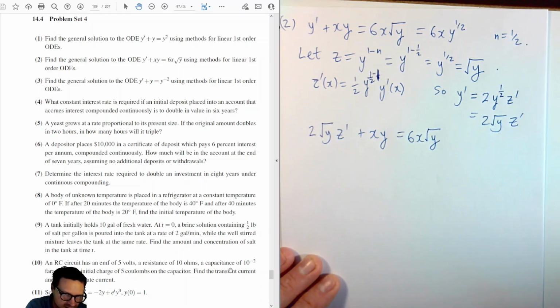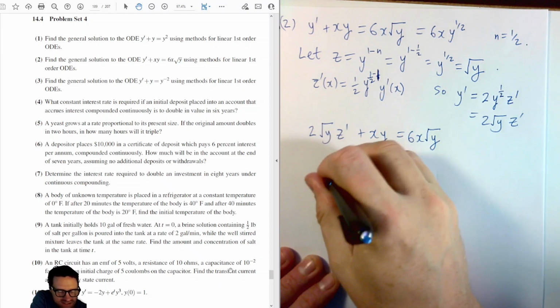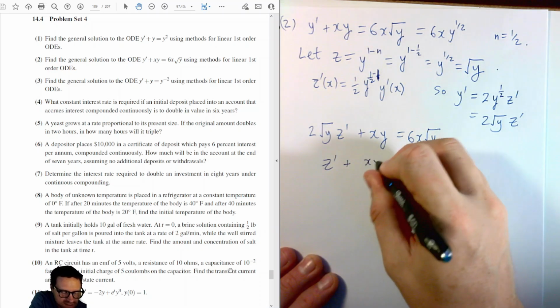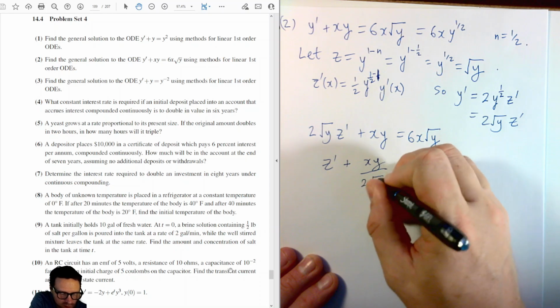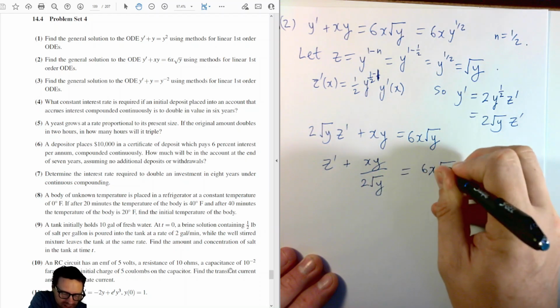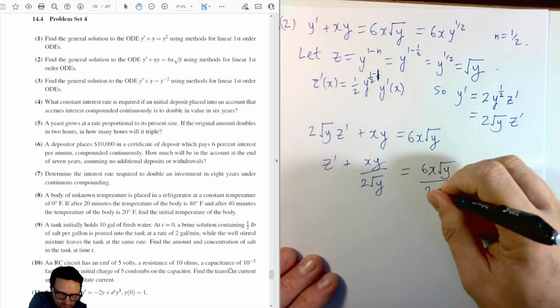Okay, so now let's divide throughout by 2 root y. And so we get z dash plus xy over 2 root y is equal to 6x root y over 2 root y.